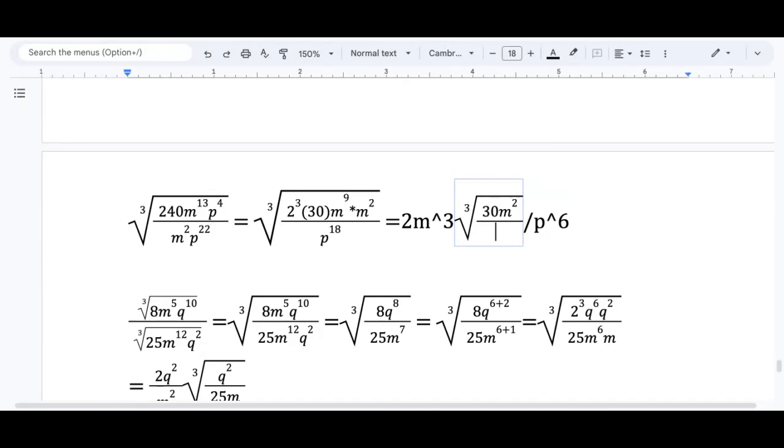Let me see. Oh, hold up. 30m squared. Right? Actually, if I write everything inside, 2m raised to 3 divided by p raised to 6. This looks a little bit better.